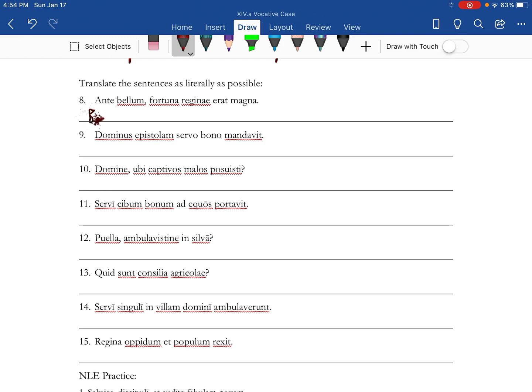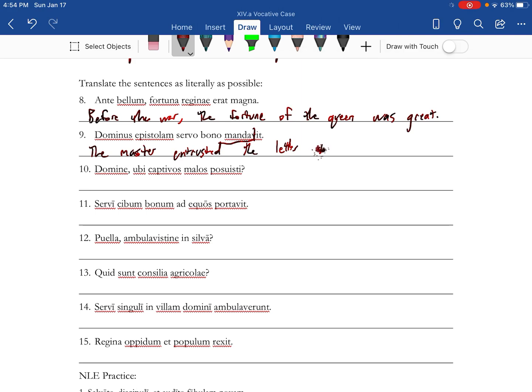Ante bellum, before the war. The fortune of the queen was great. Dominus, alright, third principal part, so we got perfect tense. The master entrusted the letter to the good servant.